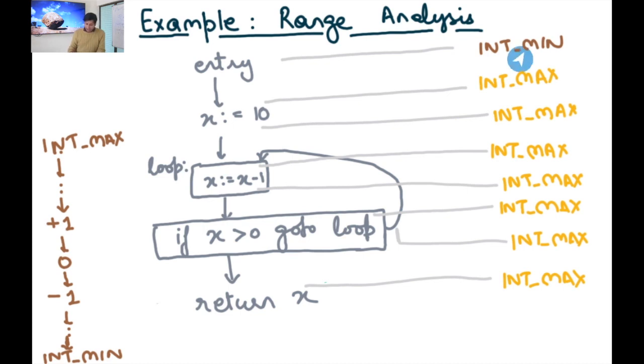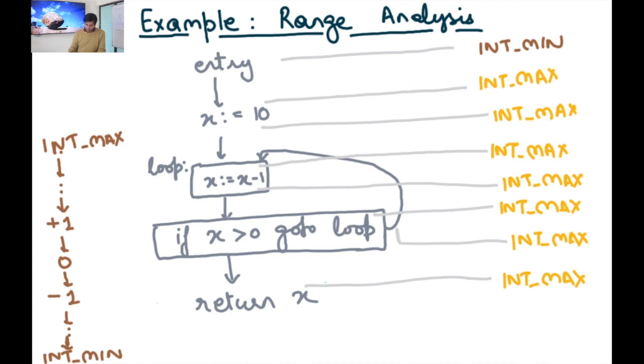And recall that we initialize the value at the entry with the boundary condition, which is int min. But I initialize all the other interior points with the top value, which is int max. Now, I run my work list algorithm and I figure out that this point here is basically violating my DFA constraints.